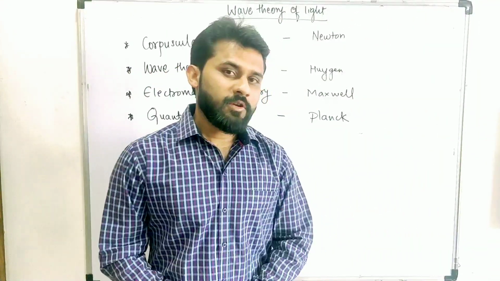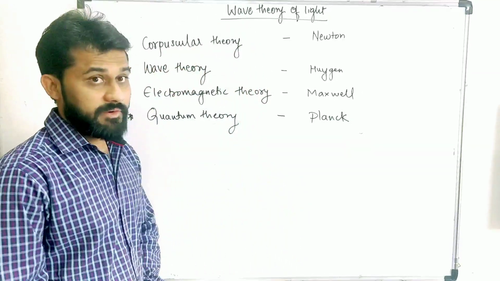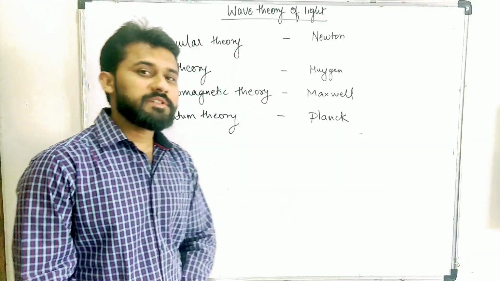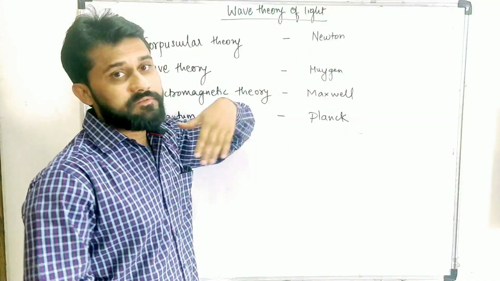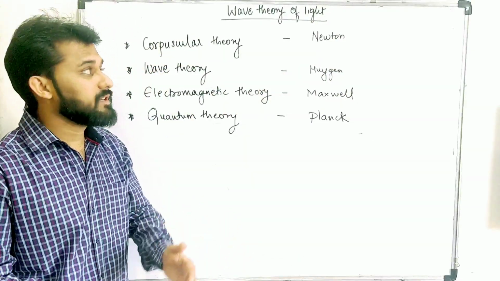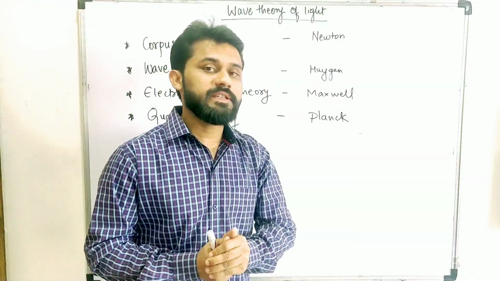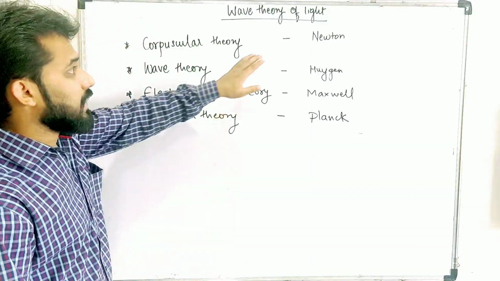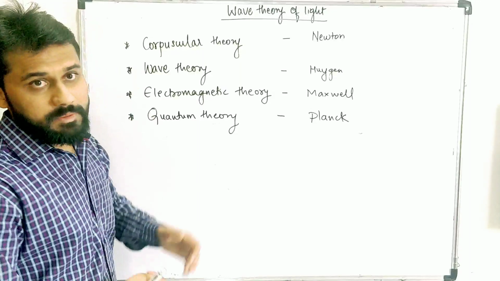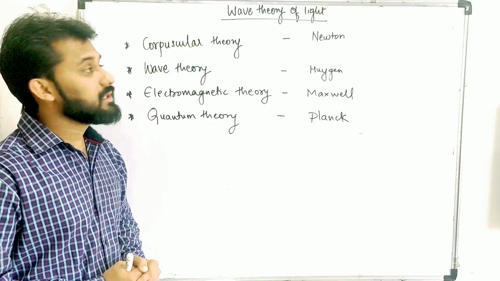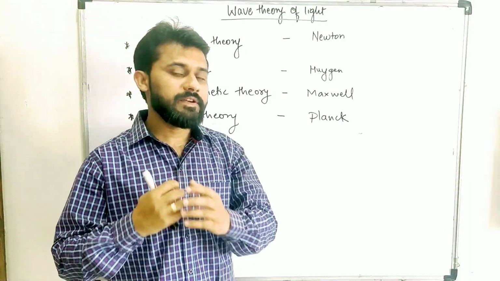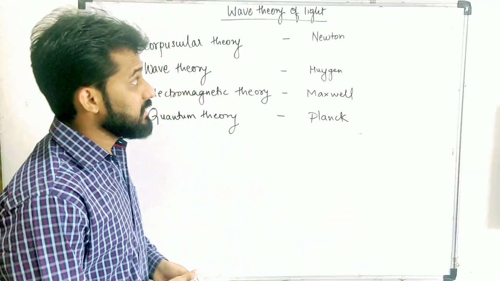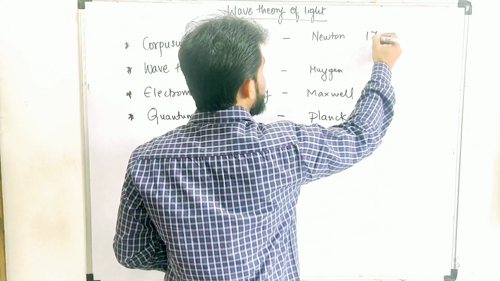Okay, so let's start with the topic, wave theory of light, right? So what is the meaning of this wave theory of light? Light had different theories, different scientists or different researchers gave different theories about the light. Like in 17th century, Isaac Newton proposed the theory of light called as corpuscular theory, in which he suggested that light travels in form of particles. This is about 17th century, right?